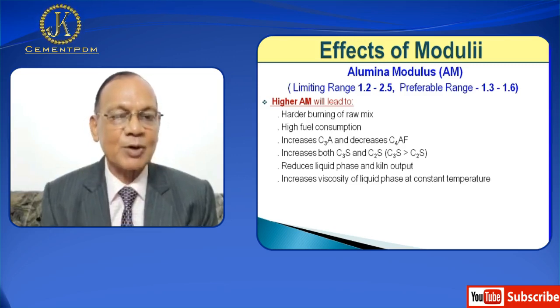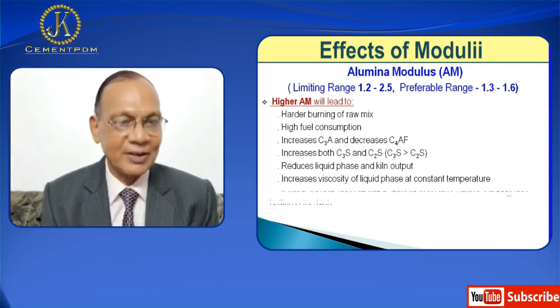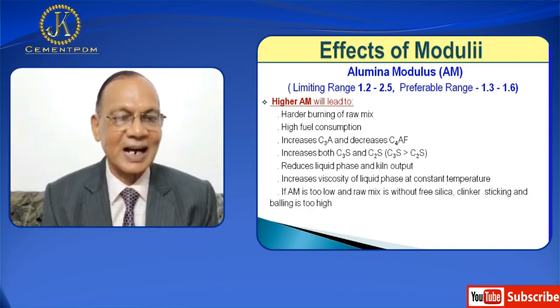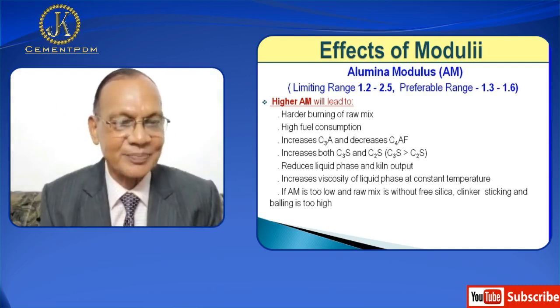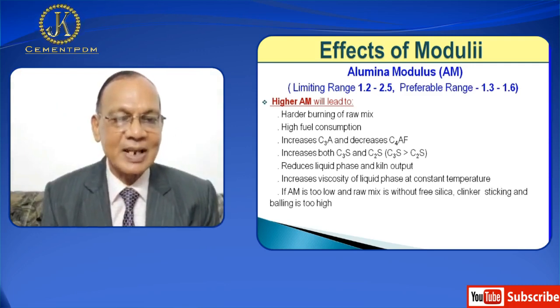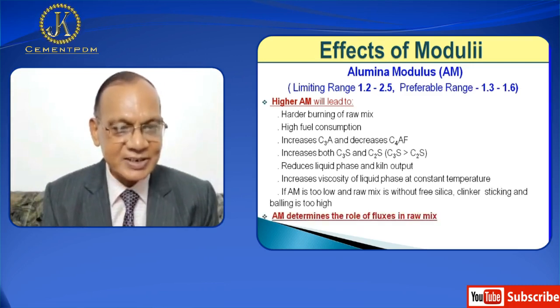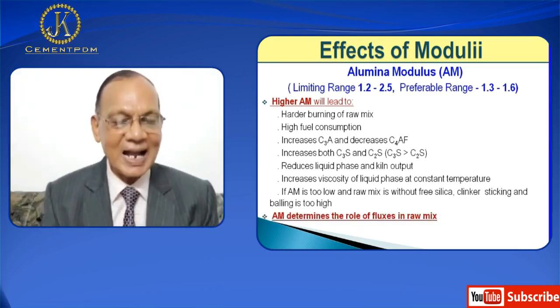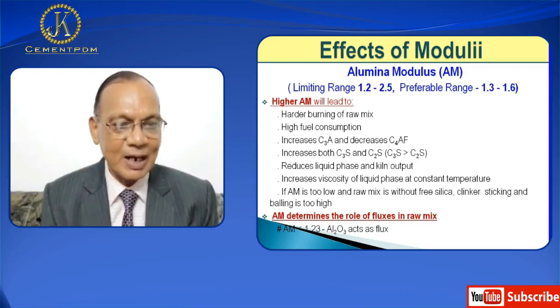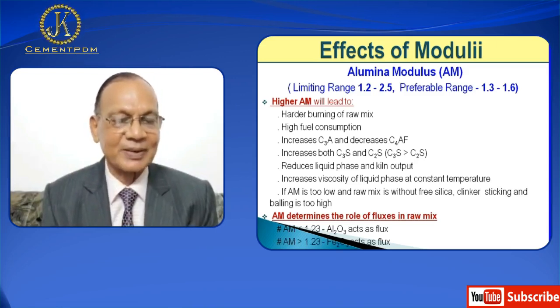If alumina modulus is too low and the raw mix is without free silica, clinker is sticking and boiling is too high. Alumina modulus determines the role of fluxing in the raw mix. If alumina modulus is less than 1.23, alumina acts as flux. If alumina modulus is more than 1.23, iron acts as flux.